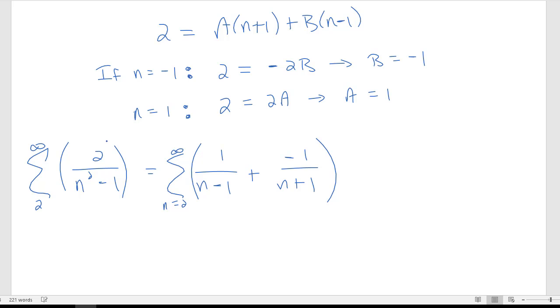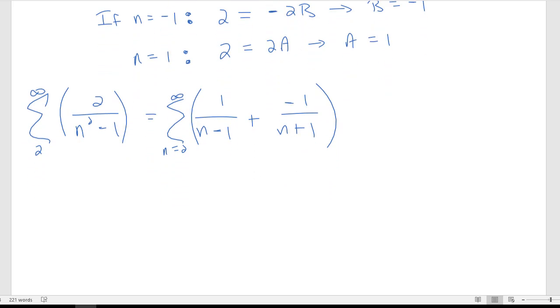So instead of writing out the original version like we did in the very beginning, we're going to write out this simpler form, this decomposed form. So now let's write out the terms that come from 1 over n minus 1 plus negative 1 over n plus 1. If I plug in n equals 2, I'm going to get 1 over 2 minus 1, which is 1, plus negative 1/3. So there's the first term, 1 plus negative 1/3.